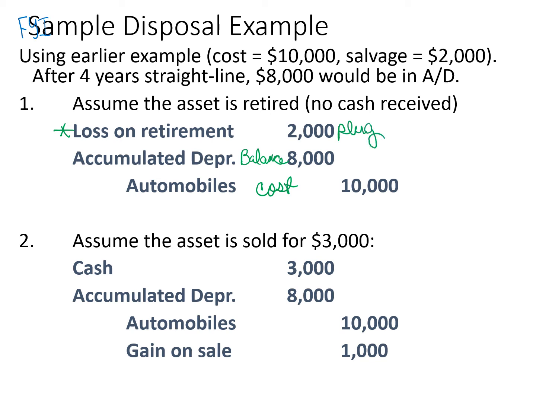If I sell the asset for $3,000 cash, I receive cash of $3,000, which is its sales price or cash proceeds. I get rid of the accumulated depreciation. I get rid of the auto. So the auto and its associated accounts are off my books. I have received the cash. I say, does that balance? And it does not. I need a credit to make it balance. So I'm going to plug a credit, gain on sale or gain on disposal, of whatever it takes to make that entry balance, which is $1,000.